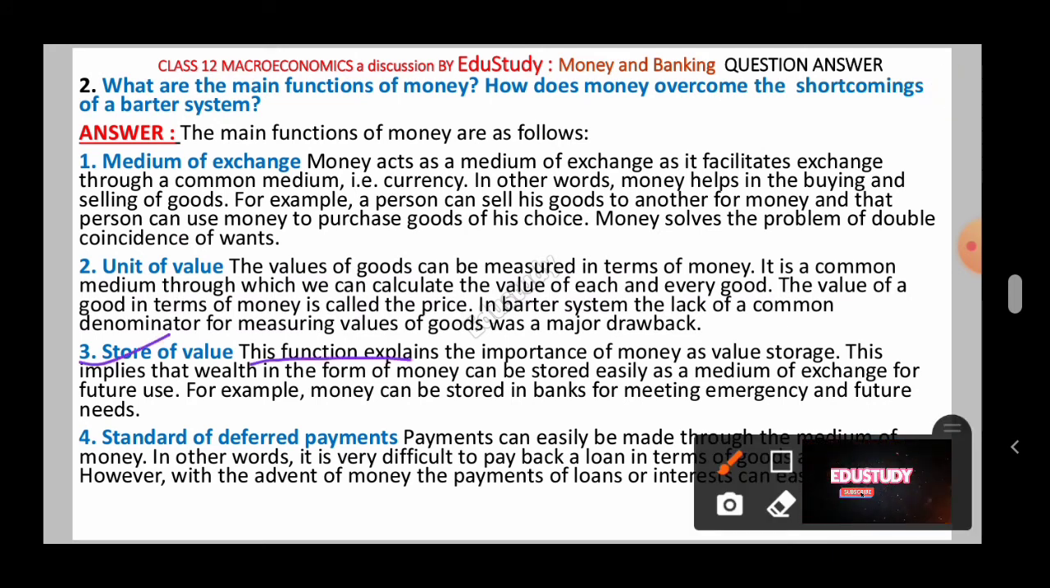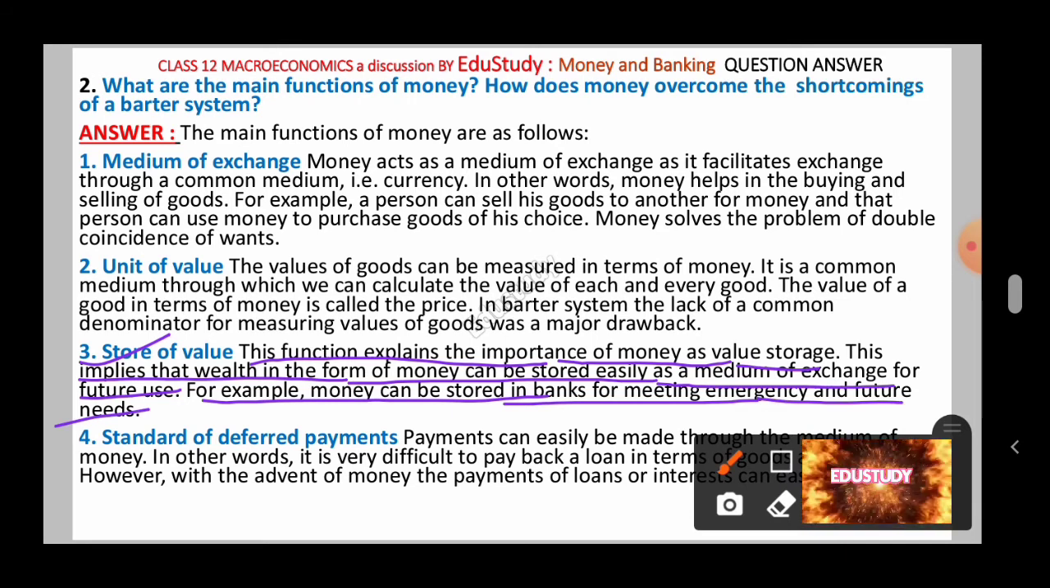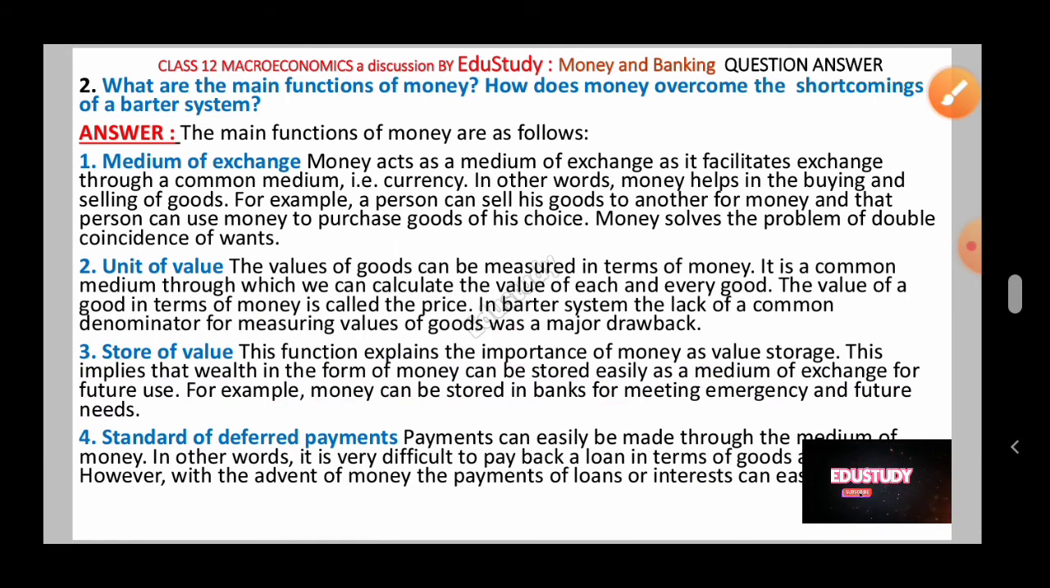This function explains importance of money as value storage. This implies that wealth in forms of money can be stored easily as a medium of exchange for future use. For example, money can be stored in banks for meeting emergency and future needs. So that was the store of value. This is also important. I will not explain so more as because everything is given here. So you should read properly and you should listen properly also. Next one, fourth one, standard of deferred payment.